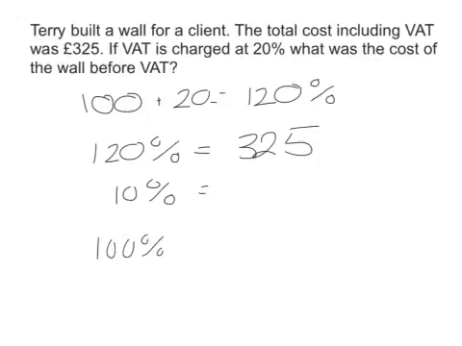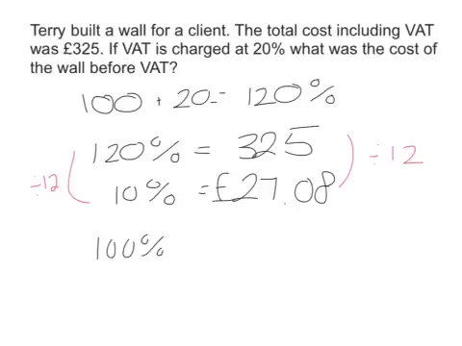So what do I take 120 and divide it by to get to 10%? Well, I've divided by 12. So here I'm dividing by 12. So that means I've got to do the same thing here. So 325 divided by 12. So 10% is £27.08.